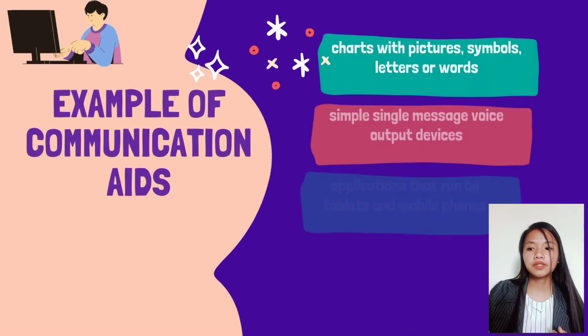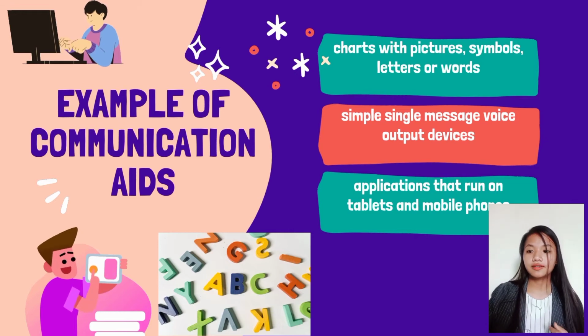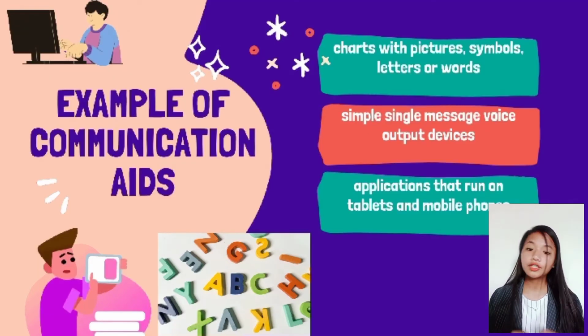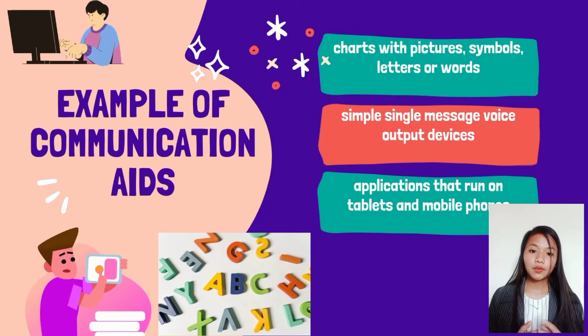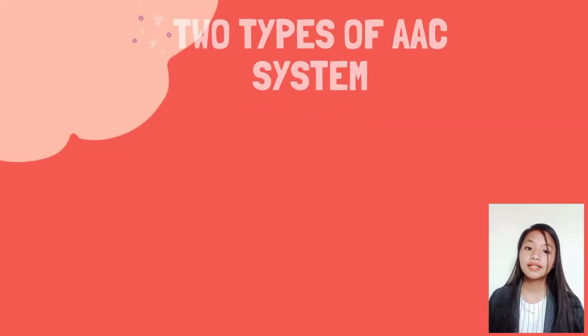So here are some types of communication aids. These are charts with pictures, symbols, letters, or words. Simple single message voice output devices. Applications that run on tablets and mobile phones. Complex dedicated communication devices including a range of access options such as joysticks, switches, and eye gaze. So that's it for communication aids.